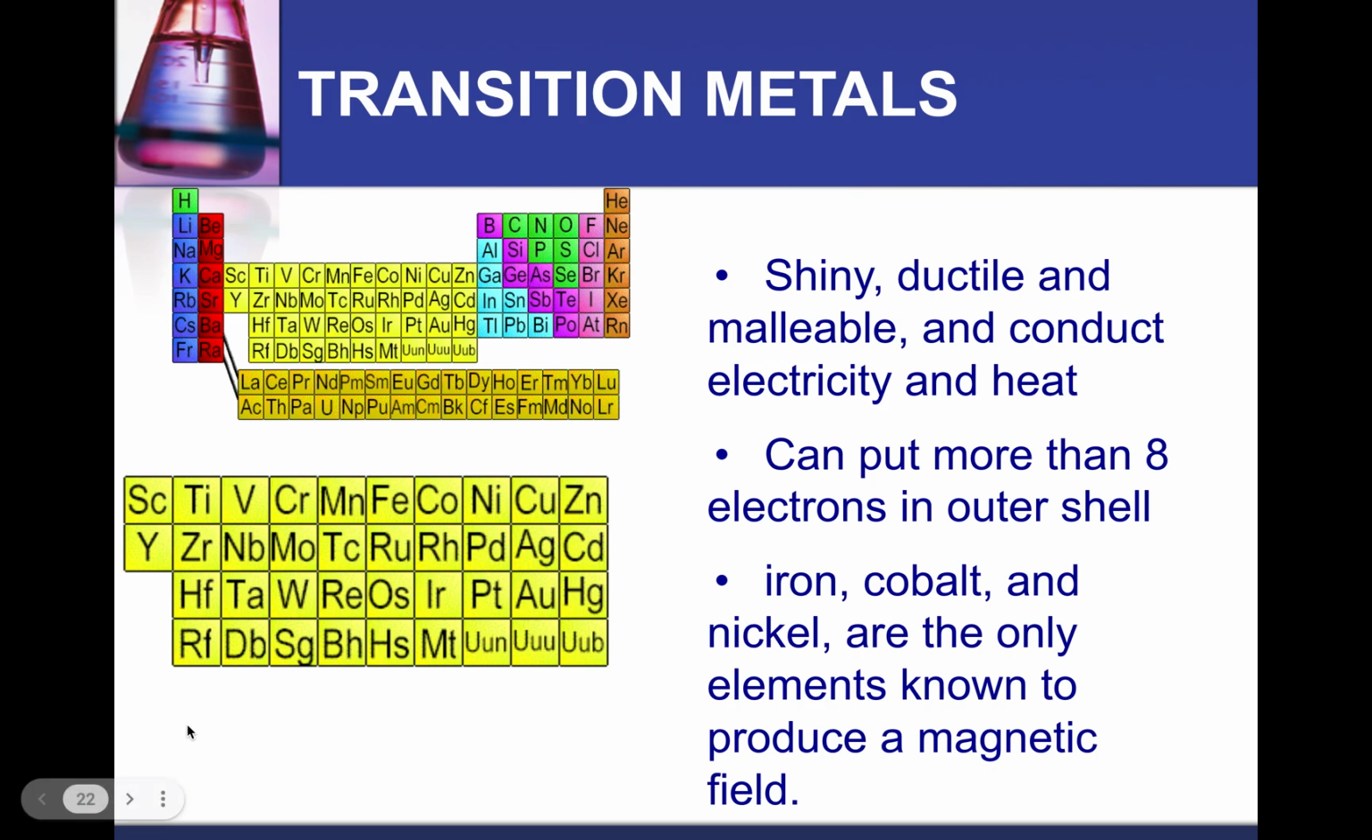Our transition metals, the weird ones that we're not going to talk a ton about, this big group in yellow, they're still ductile, malleable, conduct electricity and heat, shiny like other metals. They can put more than 8 electrons in their outer shell because they're filling up more than those first 3 levels often. And here's an interesting fact. Iron, cobalt, nickel, all transition metals, are the only known elements that produce a magnetic field. So transition metals have some unique properties.